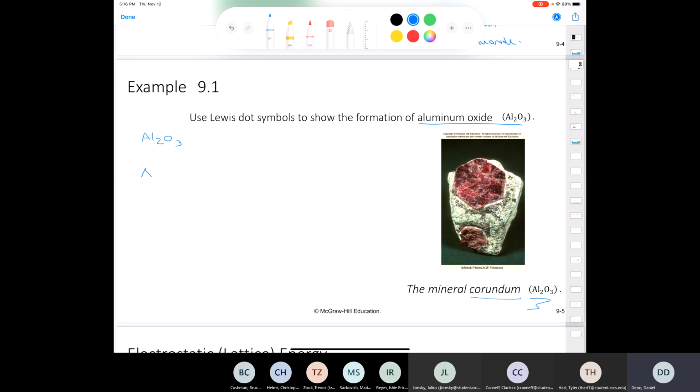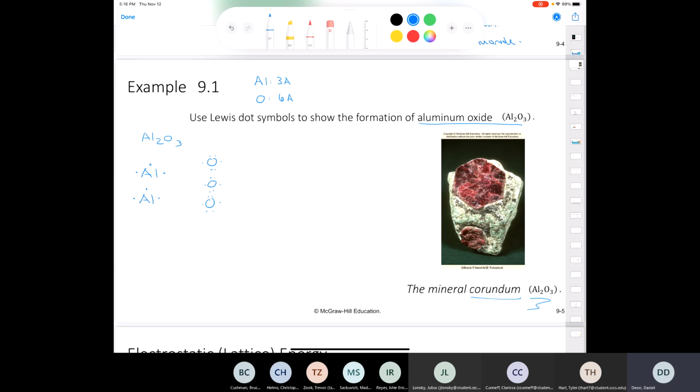If I just think about the Lewis structure of my 2 aluminums, since aluminum is in group 3A, it's going to have 3 valence electrons. 1, 2, 3. 1, 2, 3. So that's my 2 aluminum atoms. I've got 3 oxygen atoms. Oxygen is from group 6A. So if I write down 3 oxygens, each has 1, 2, 3, 4, 5, 6 valence electrons. There's my 3 oxygens. Each one has 6 valence electrons.